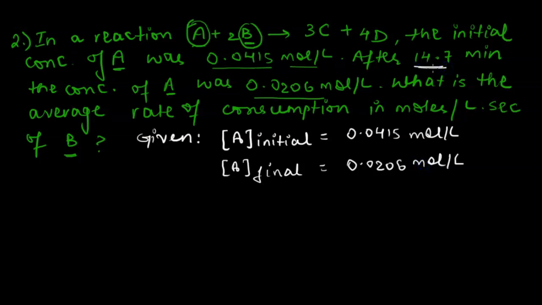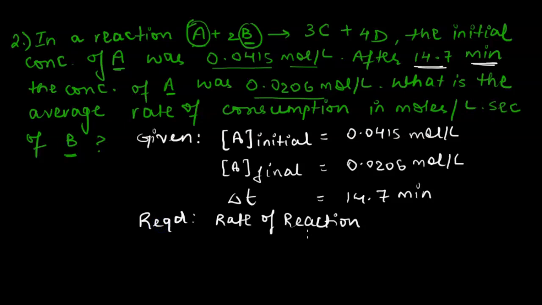And the third thing that we are given is time. When they say this is initially present, that means it is present at 0 minutes, because we're given the unit minutes. After 14.7 minutes means the final time is 14.7 minutes. So we can write it as delta T is 14.7 minutes. So these three things are given to us. Required, we already know, is the rate of reaction, and the rate of reaction that we're supposed to find is for B. So we would use the change in concentration of B over total time for B.